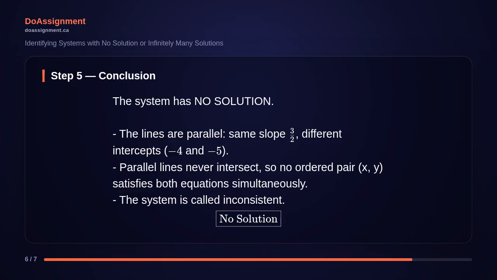In conclusion, this system has no solution. The two lines are parallel. They have the same slope, but different y-intercepts, so they never meet. A system like this is called inconsistent, meaning no point exists that satisfies both equations at the same time.